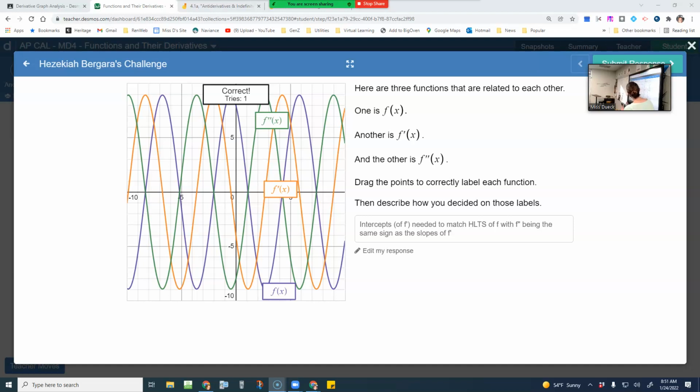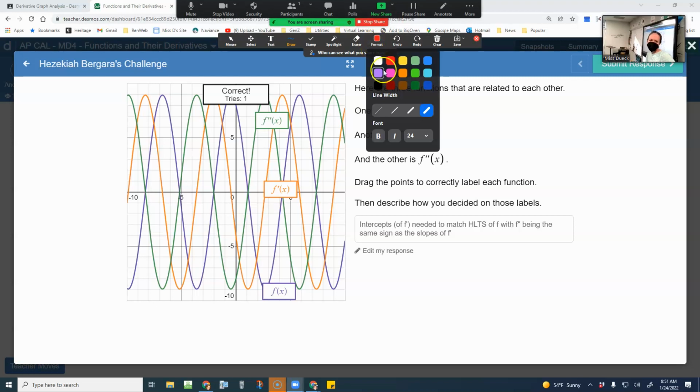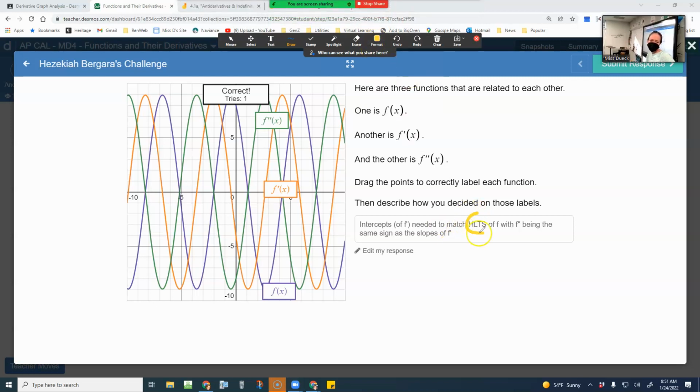I say the intercepts of f prime needed to match the HLTs. Why do I keep on saying HLTs? What do I mean by that? What am I saying when I say HLTs?